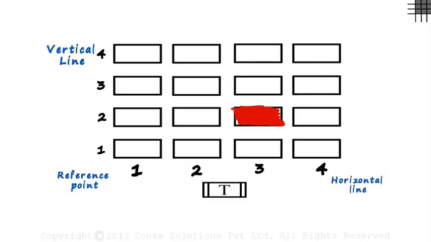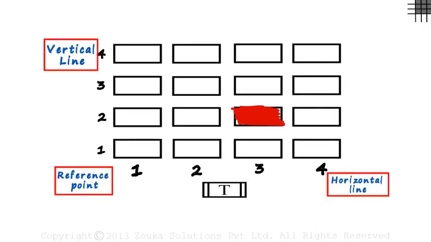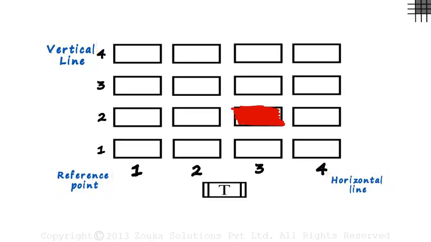We saw this example in the previous video where we had to give this bench a unique identity. To give it a unique identity, we needed three things: a reference point, a horizontal line, and a vertical line. Let's see how we actually use these three things.